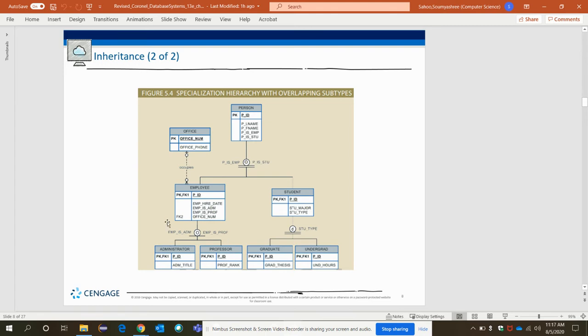And the same thing also can be applied to this case, employee with administrator, professor. But for the case of student, graduate, and undergrad, there is a D sign which implies disjoint constraint. That means the non-overlapping subtypes grad and undergrad contain the unique subsets of supertype student. So whatever characteristics graduate or undergrad will have, they are unique. They are not overlapped. That's what I'm trying to explain.